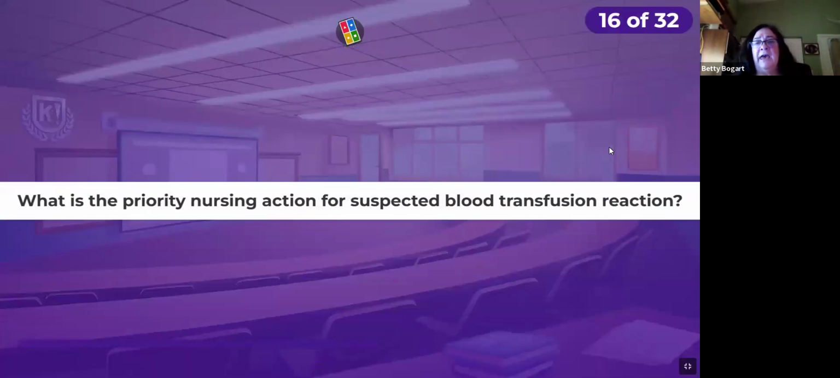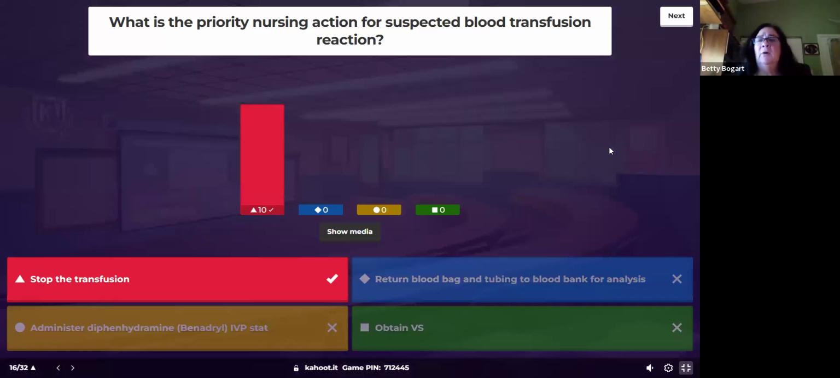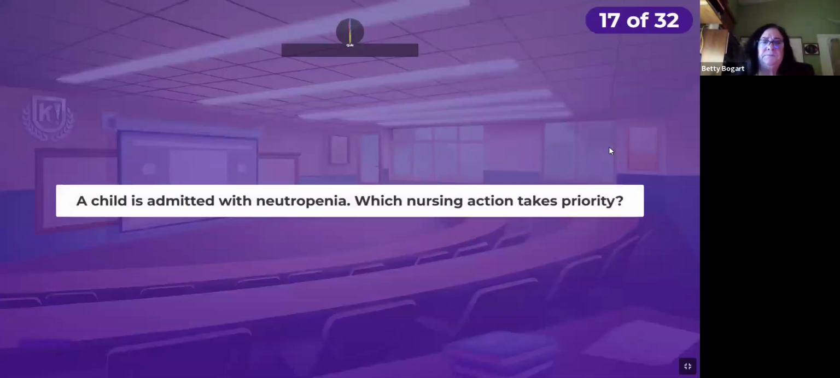What is the priority nursing action for a suspected blood transfusion reaction? What do you do first? I've seen some blood transfusion reactions in my time, and you know something? It's usually the first 15 minutes they go from no fever to 101. That's the reaction I have seen most of the time. I've not seen anaphylaxis. I've not seen overload or those things. I have just seen fevers, quite a few of them. Anyway, if you think something's going on, turn it off. Get rid of it. You pack it up, yeah, sure, return it to the blood bank, but turn it off. That's what you need to do.